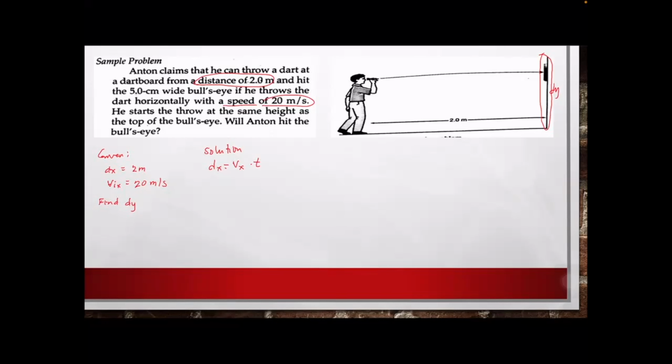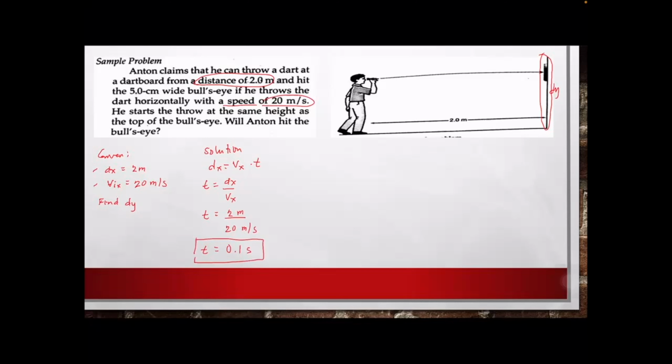Okay, so from the given, makakuha tayo ng t, kasi given natin yung dx at saka yung b sub x. So from here, t is equal to dx over bx. So your t is equal to 2 meter over your b sub x, which is 20 meter per second. If we divide 2 by 20, you can have the answer of 0.1 seconds.